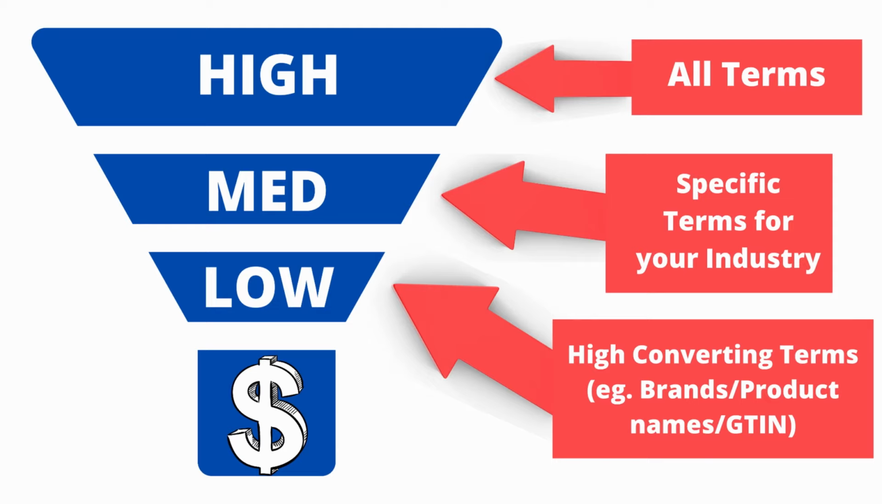The medium is where you put all your terms that you think someone would search. This is where you brainstorm and put all the ideas in, and those are the ones that go into medium. And then the low is going to be all the items that you think would be very likely to convert. So in the low, it's going to be high converting terms such as brands, products, and GTINs, a whole bunch of different terms, but how you put them into all these different categories is going to make a big difference.